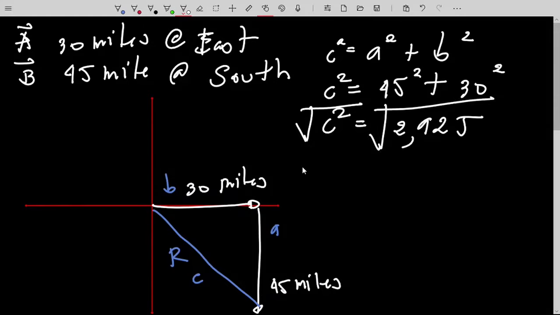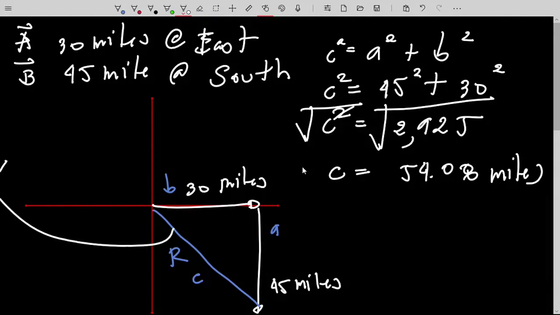Now square root these values. Now cancel the squared, then the value should have C is actually equals to 54.08 miles. So it says that the value of the magnitude of the resultant force is actually equals to 54.08 miles. Now let's try to find the angle of our resultant force, which is this one.